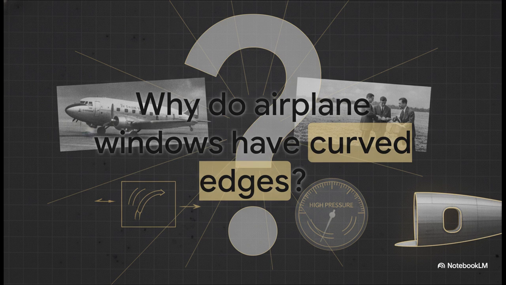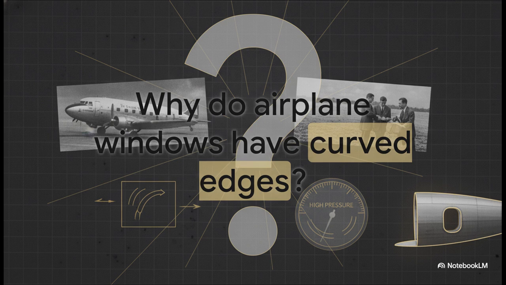If you look closely at passenger windows on today's pressurized airliners, you'll notice they are typically oval or rectangular with highly rounded corners. You will not find a single, sharp 90-degree square corner anywhere in the passenger cabin. And to understand why, we have to step back into the early 1950s. This simple choice of curved edges stems directly from a devastating early jet age mystery.